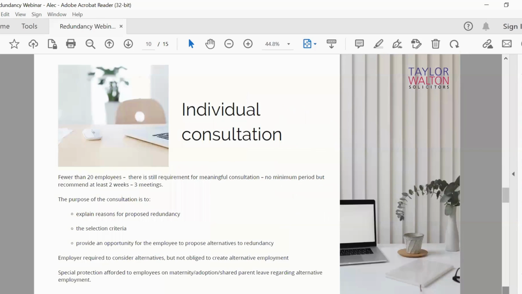So we then come on to individual consultation. As we've seen, where there's 20 or more, there's a responsibility to consult with elected representatives.